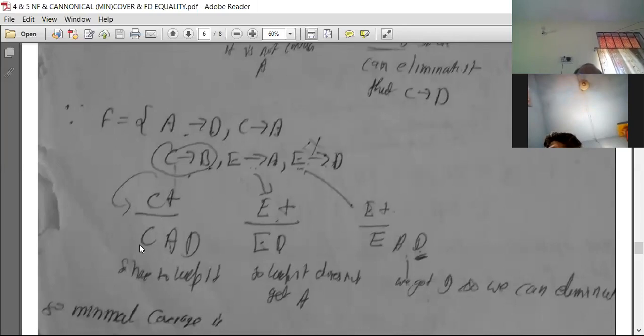C closure I will find, and I get CAD. That means I did not get B, so we have to keep this FD. It is not a redundant FD. E closure I have found. I did not get A from its closure, so I have to keep it.